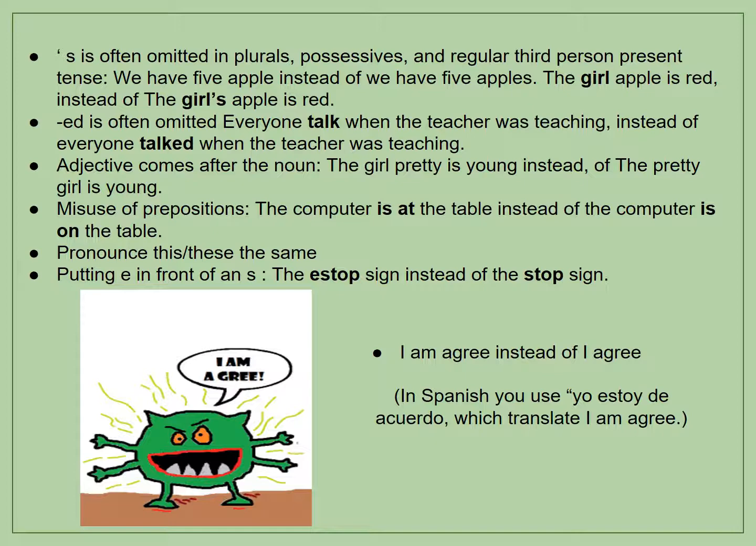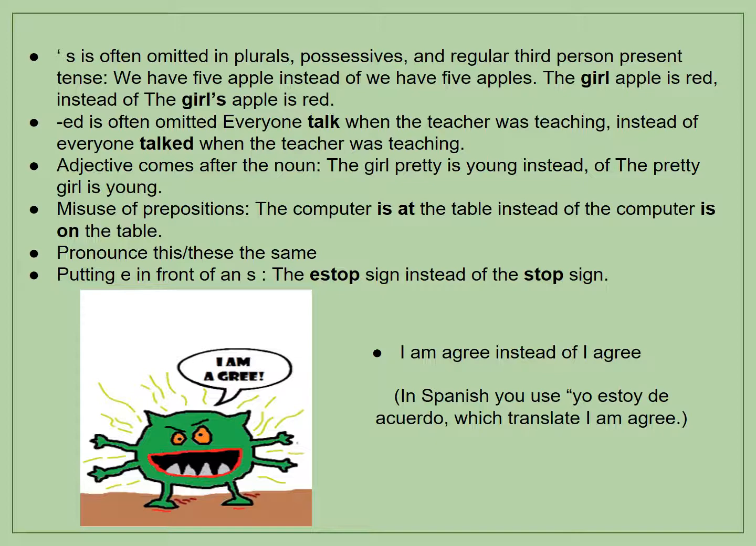Further examples are apostrophe S is often omitted in plurals, possessives, and regular third person present tense. In English, if you put apostrophe S at the end of a noun, it is considered possessive. But in Spanish, when speaking possessive, de is used to connect to the owner. Because there is no apostrophe in Spanish, adding S makes it plural. An example might be, the girl apple is red, instead of the girl's apple is red.